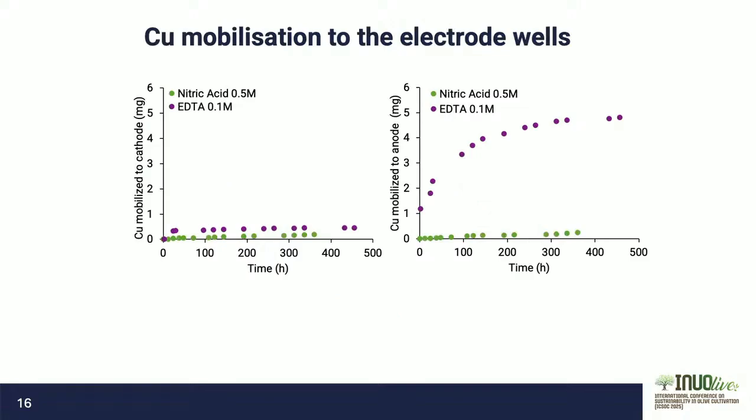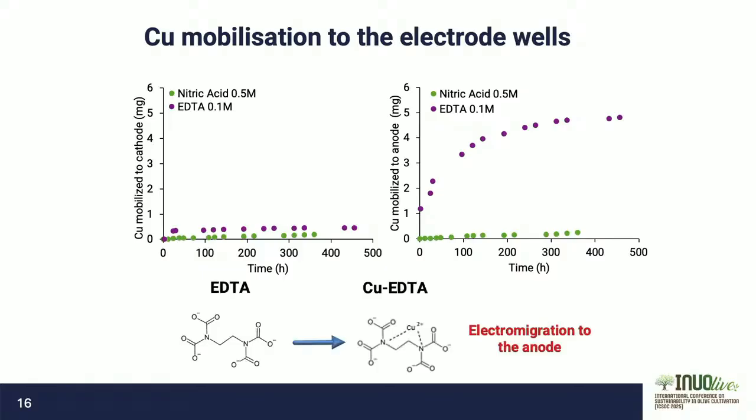In the cathode, we didn't recover anything. And again, we were concerned about it. But then we measured the concentration of copper in the anode, and we found that with EDTA, the concentration spiked. And it was actually the only chelator that worked. The reason is that when EDTA and copper are together, they form a complex. This complex is negatively charged, and when it's negatively charged, it's going to go to the anode. And that's where we collect it. However, when we use nitric acid, this doesn't form this complex, and that's why we cannot remove anything. So this highlights the complexity of removing copper from this kind of soil.